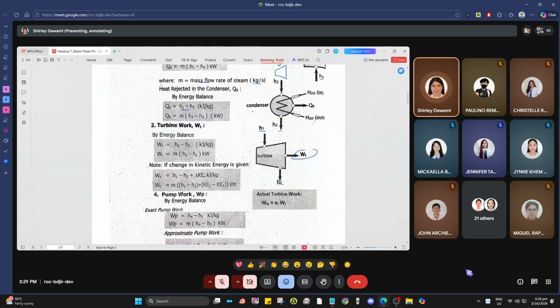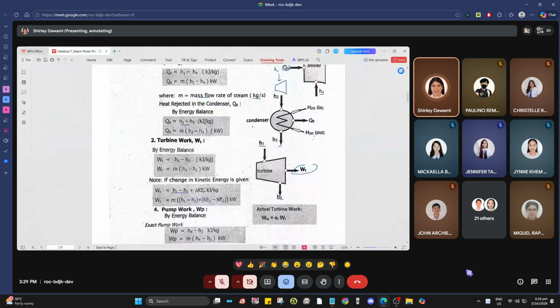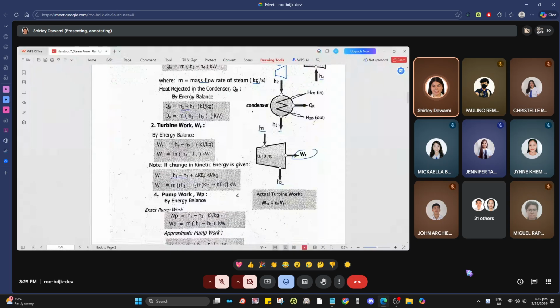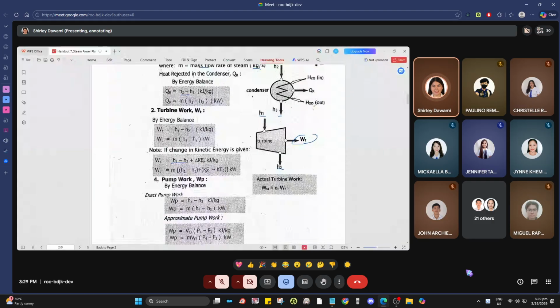If change in kinetic energy is given, okay, that is H1 minus H2, which is the QA. H1 minus H2 is the turbine work plus the change in kinetic energy, or kinetic energy at point 1 minus kinetic energy at point 2. Now that is if there is a change in kinetic energy.